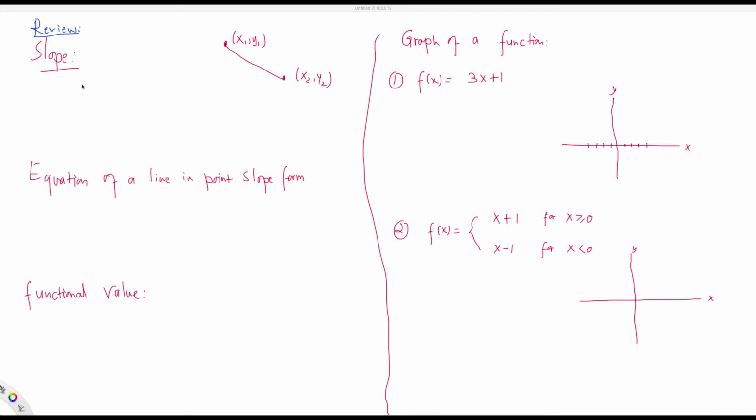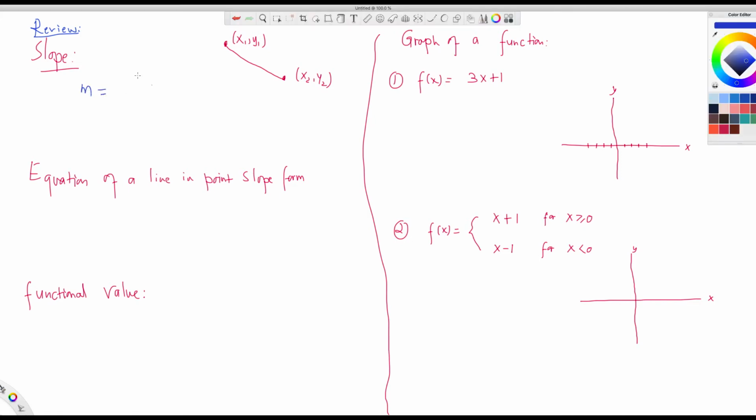We denote the slope by m, right? And the formula for m is y2 minus y1 over x2 minus x1. That is rise over run, right? Or you can write it this way too. It is the same thing: y1 minus y2 over x1 minus x2. You can do it that way too.